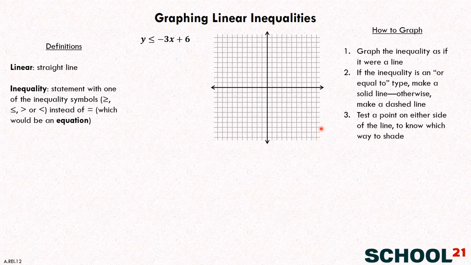All right, so let's look at this inequality, I should say. And let's pretend it were an equation, y equals negative 3x plus 6. So this is in mx plus b form. So which part is the m or the b, the y-intercept? B. B, right? So what is going to be the point where this line crosses the y-axis? 0, 6. 0, 6. Okay, good. So let's go ahead and graph that.